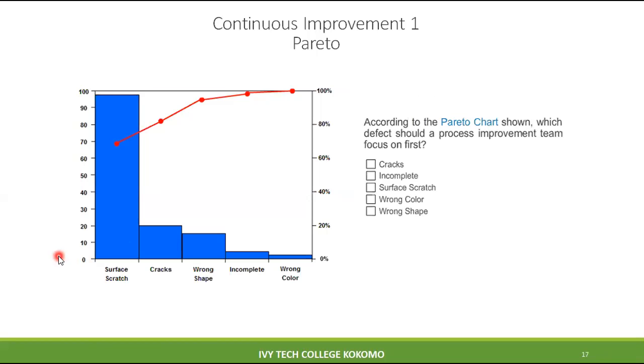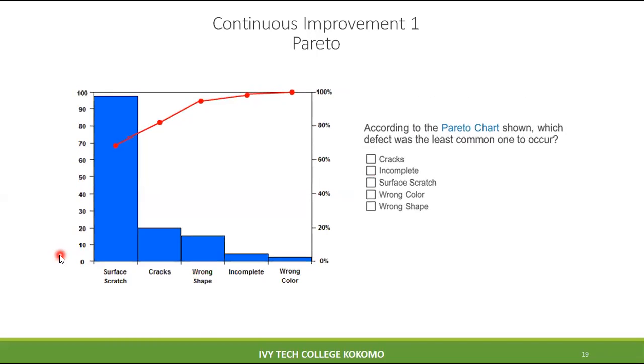According to this chart, which defect should we focus on first? Well, look at the longest or tallest bar. That's what we look at, surface scratch. According to this Pareto chart, which defect was the least common? Well, wrong color. Easy to spot.